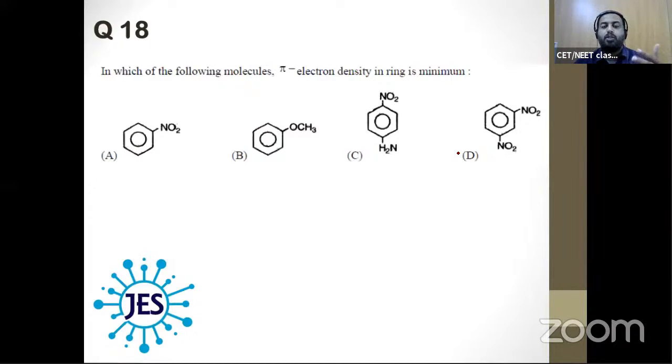And those who were already present in the class, you can recollect the plus R effect. Plus R effect usually increases electron density on the ring.